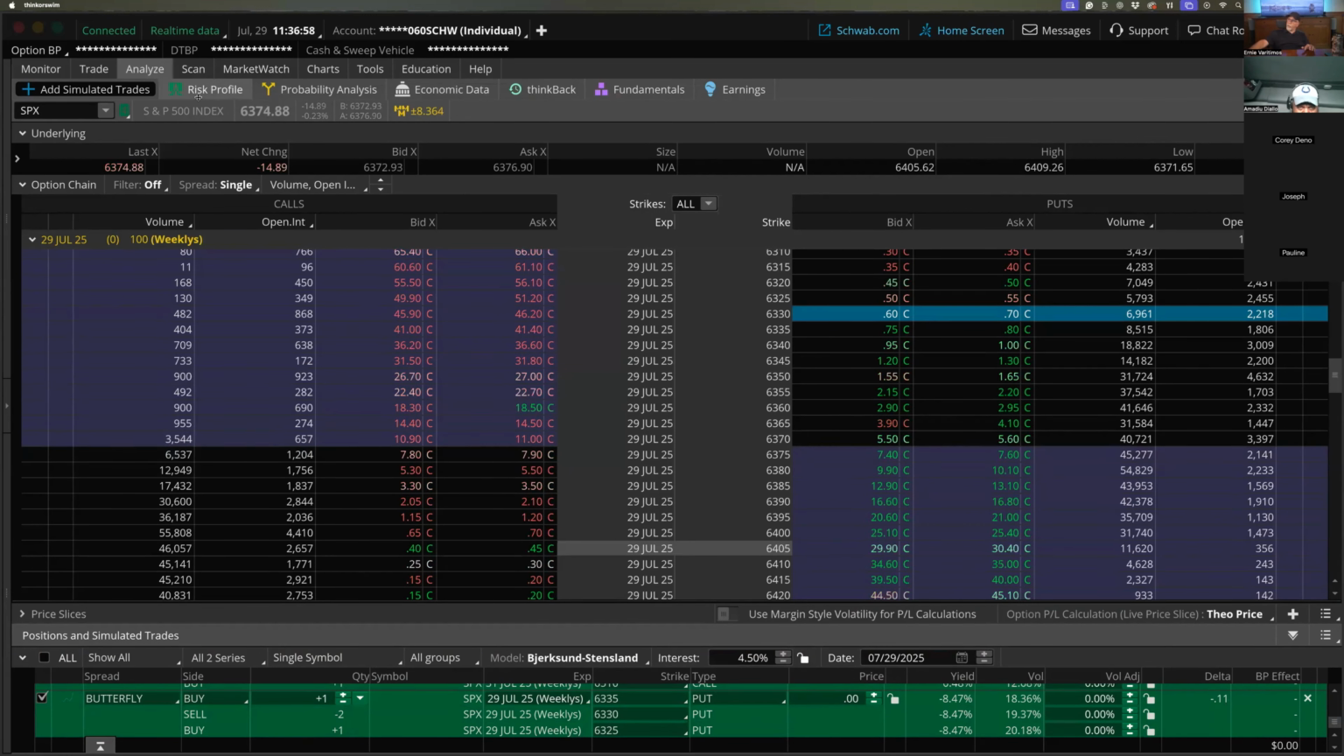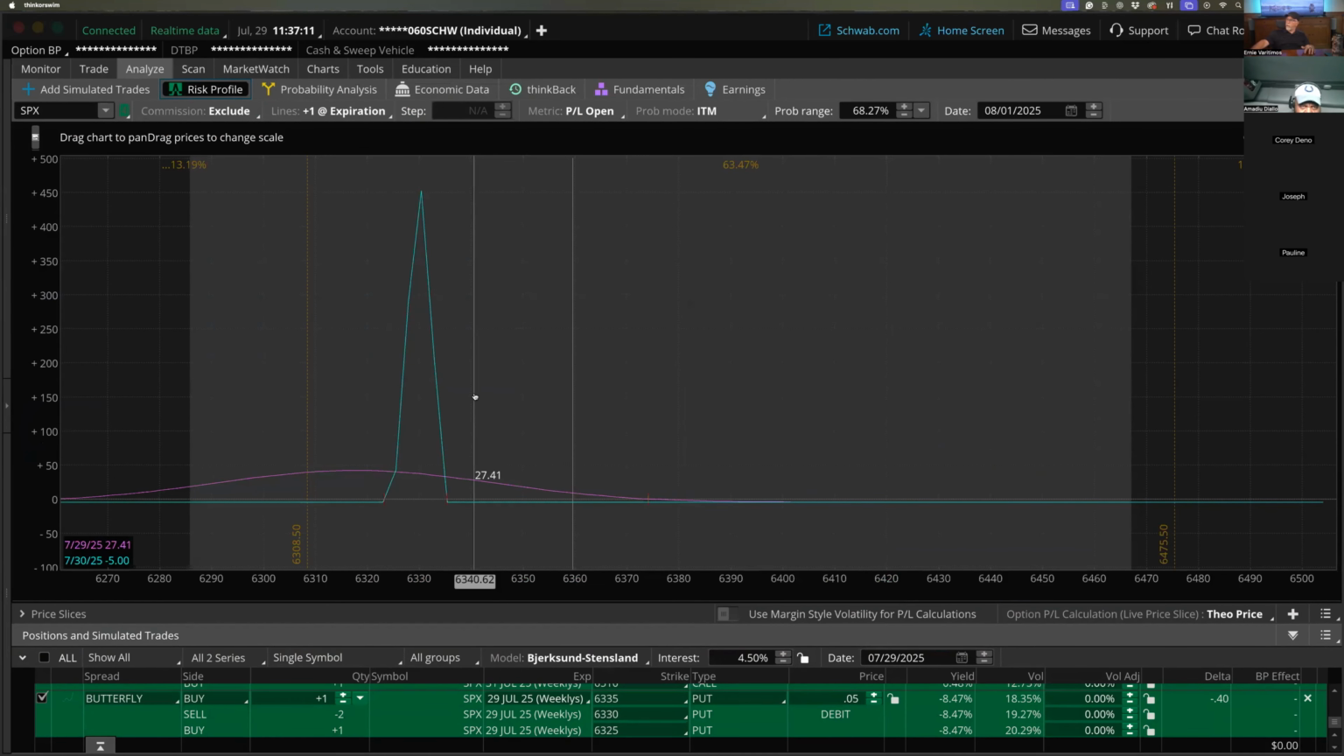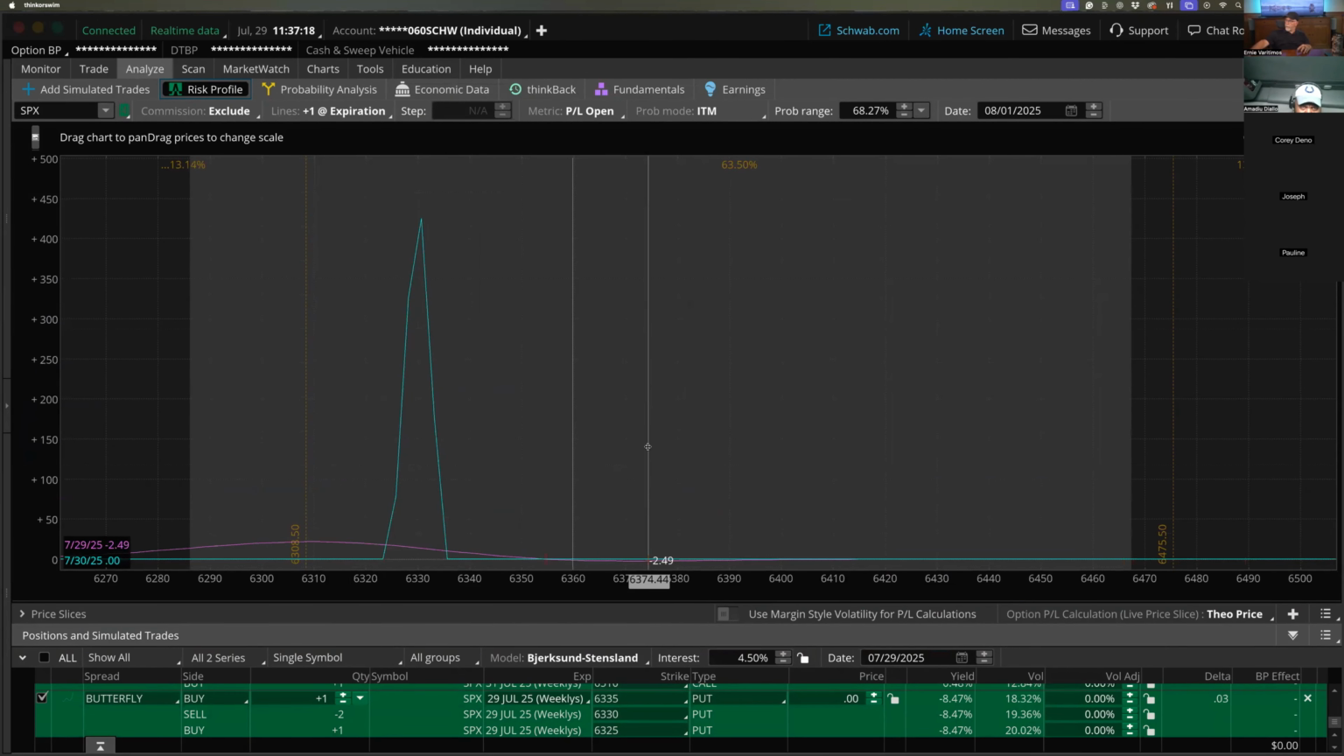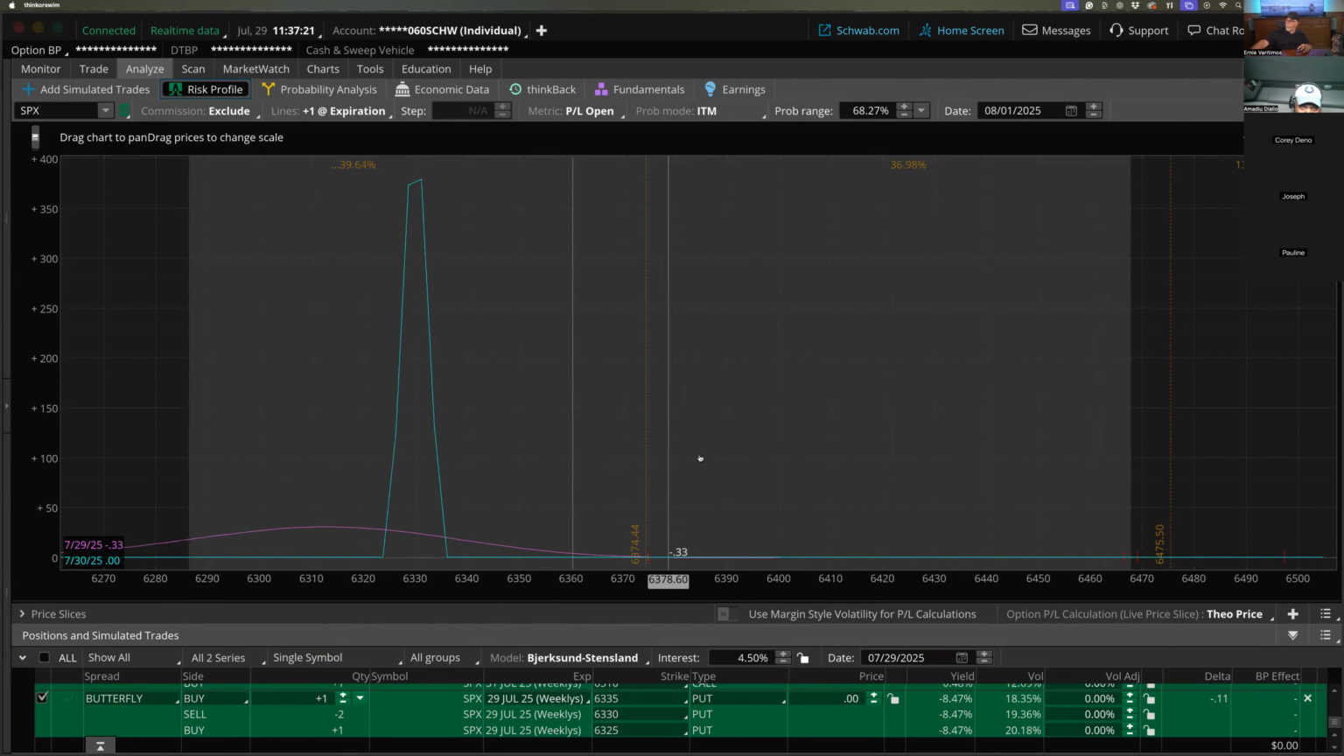I can go to the risk profile screen, which is up here underneath the analyze tab. Under analyze, it has all these sub tabs. The ones that I use are add simulated trades and risk profile. So I'm going to click on risk profile and here's my trade. Okay. All right. The market is right here, right where I just clicked, where that gold line is.